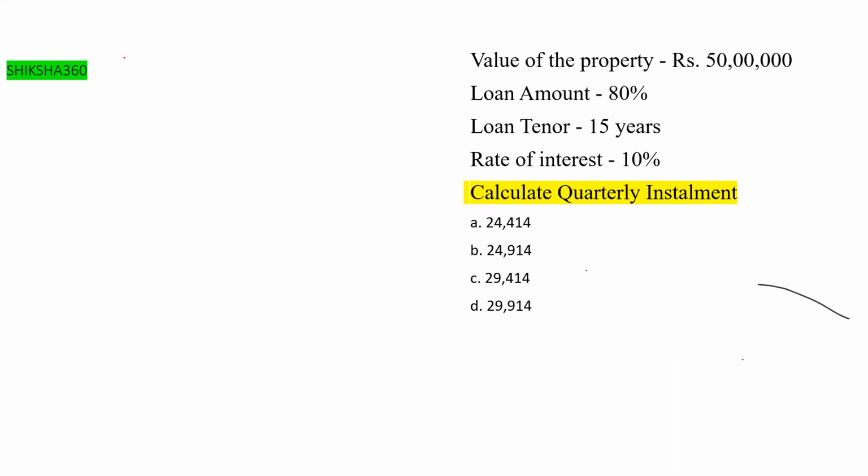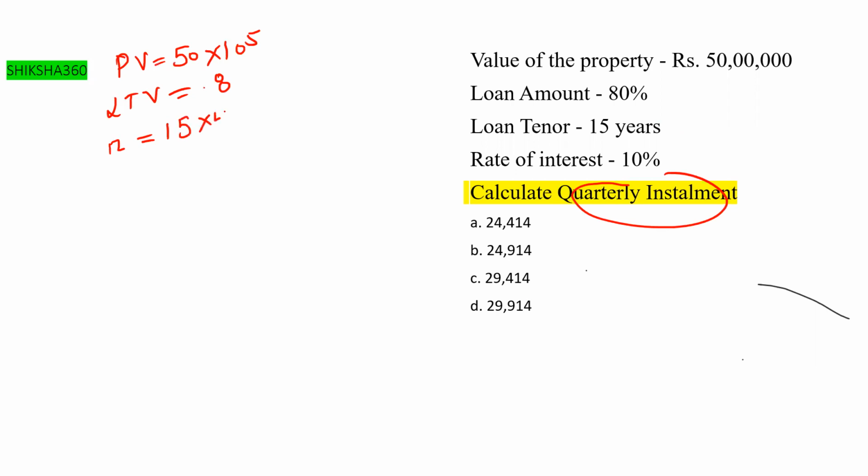PV is equal to 50 lakh, the same, 50 into 10 raised to power 5. LTV is the same, 0.8. Loan tenure: what will be the value of n? Since we have a quarterly installment, in 1 year we have 4 quarters. In 15 years, how many quarters? 15 into 4, 60 quarters. So the value of n is 60.